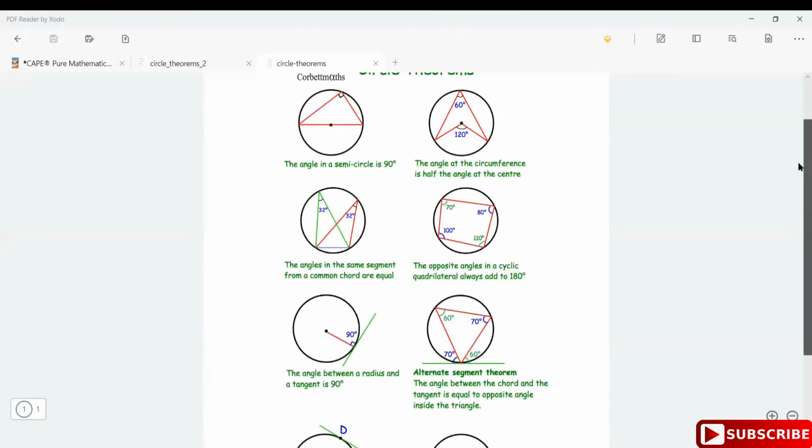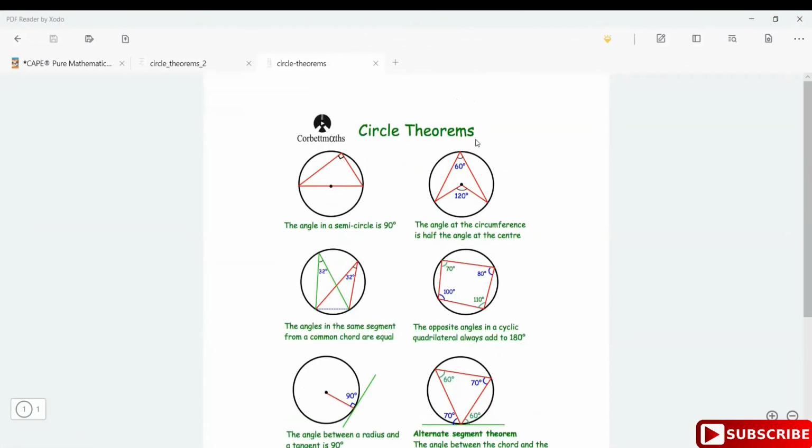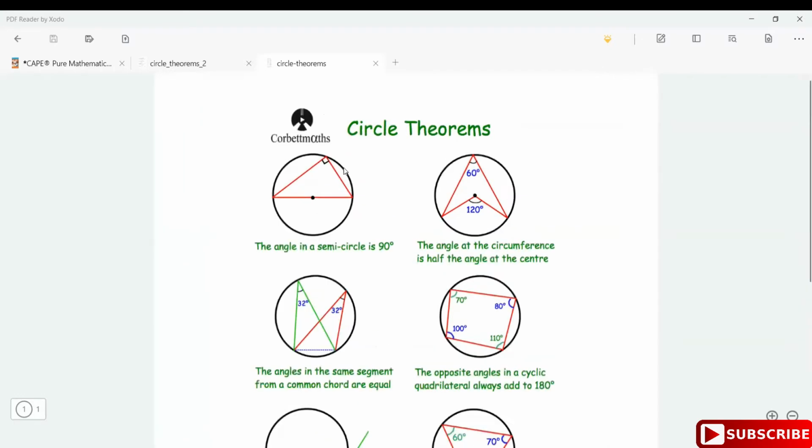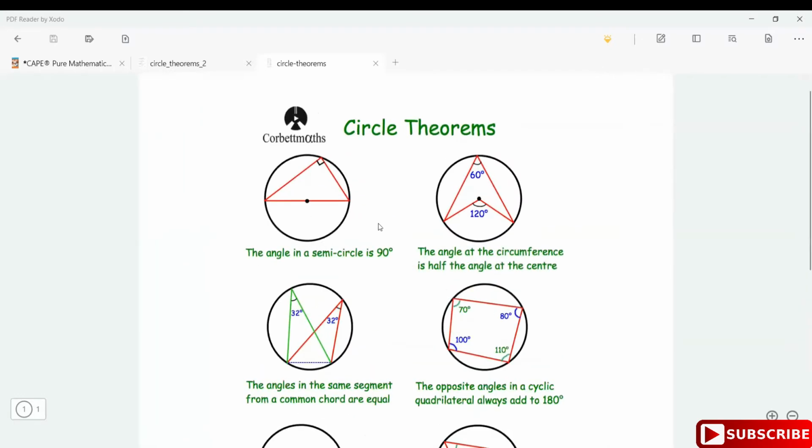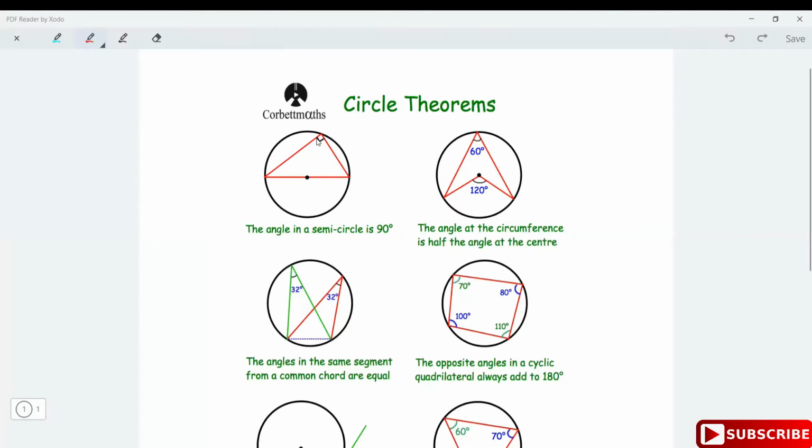Proof, but just an idea of how they came up with the different theory. All right, I like to call them a geometric proof. So the first theorem that you need to know is that the angle in a semicircle is 90 degrees. What that means is that this angle right here is always 90. You might ask yourself, why is that angle 90, right?